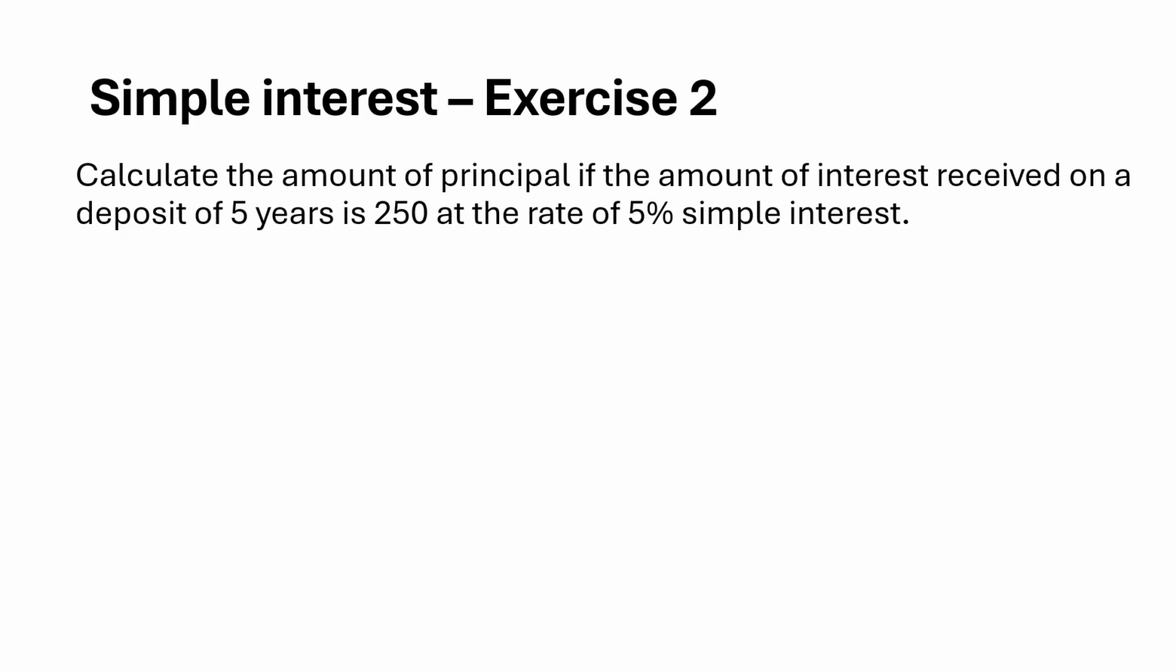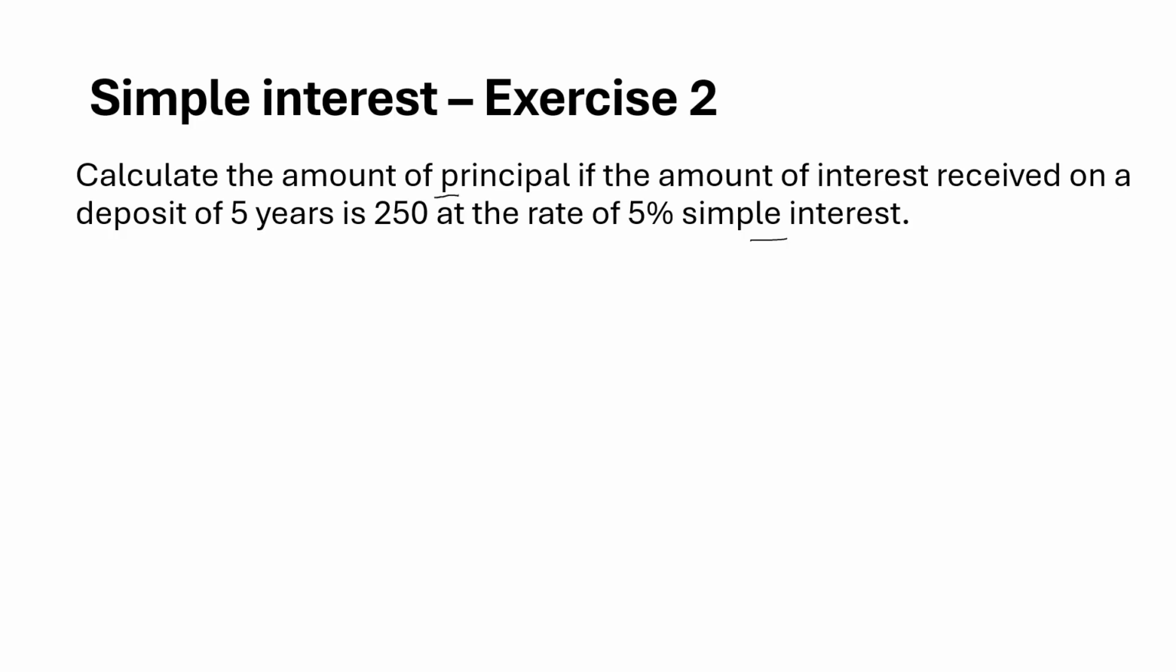Calculate the amount of principal if the amount of interest received on a deposit of 5 years is 250 at the rate of 5% simple interest. So here we read the question, we understood what type of interest it is. It is simple interest. But here you will see we have to calculate the amount of principal, meaning P is not given.